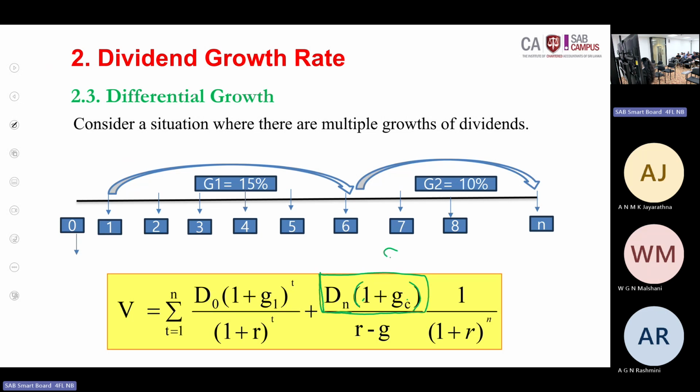If you want, please write it, mark it as growth rate 2. GC means second stage growth rate. Otherwise, you can take it as a G2 also. And then the difference between R and G2, multiplied by 1 divided by 1 plus R to the power n. N means the number of years in the first stage.